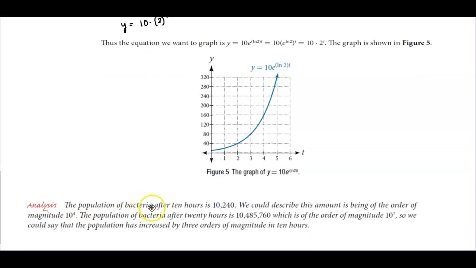Now, the population of bacteria after 10 hours is 10,240. We would describe this amount as being of the order of magnitude 10 to the 4th power. The population of bacteria after 20 hours is 10,485,760, which is of the order of magnitude 10 to the 7. So we could say that the population has increased by 3 orders of magnitude in 10 hours.